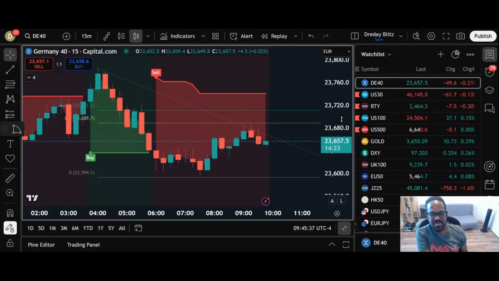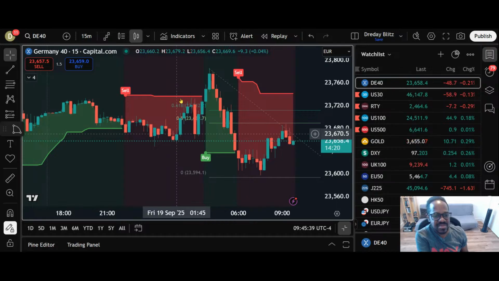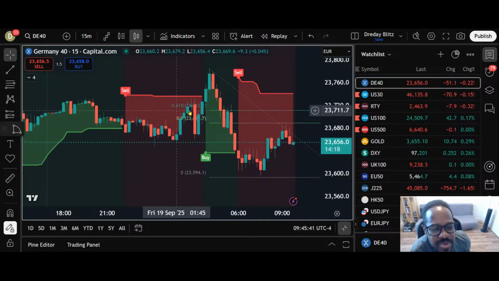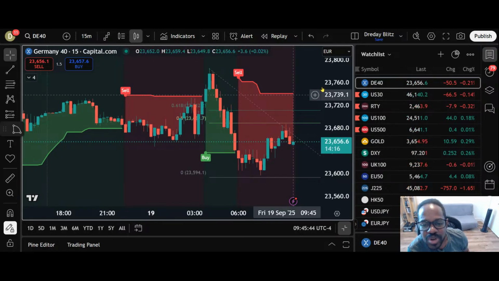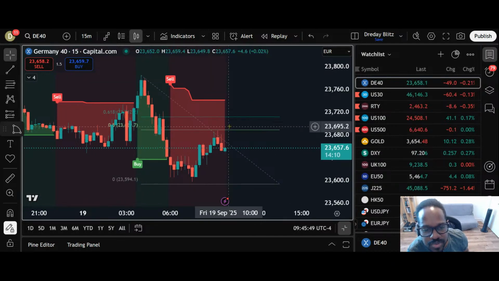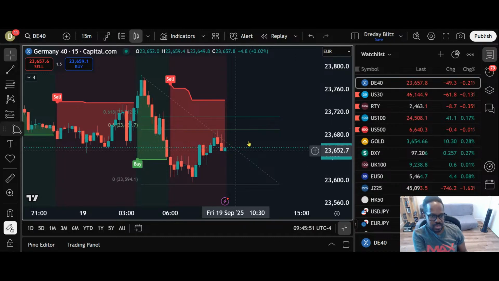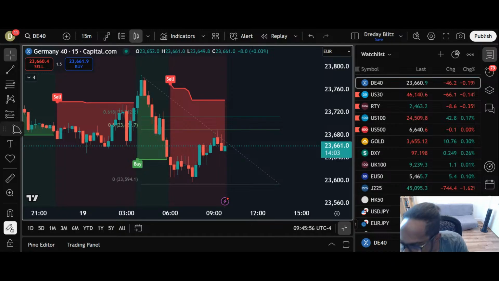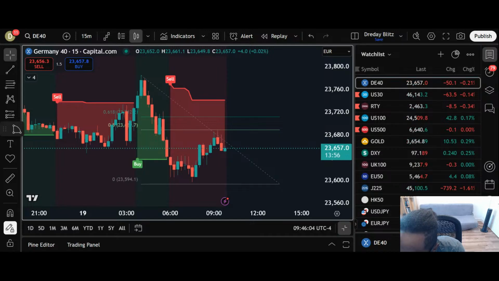So that's 50%. All right. So this is the 50% retracement. The 61.8 is right here. So this is 61.8, this is 50%. We went to 50%, and we may start to go lower here. Exactly.